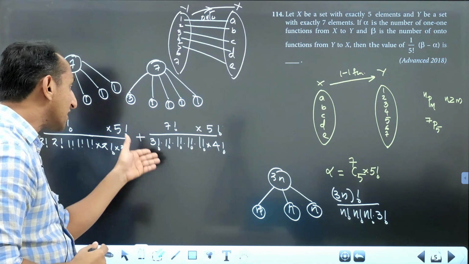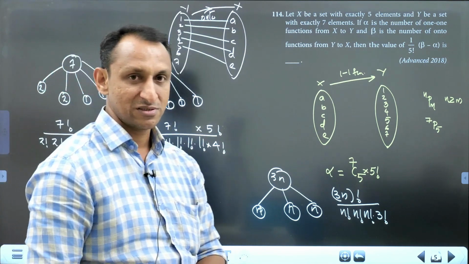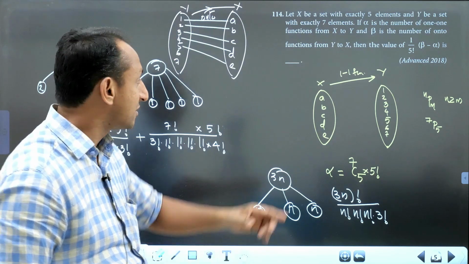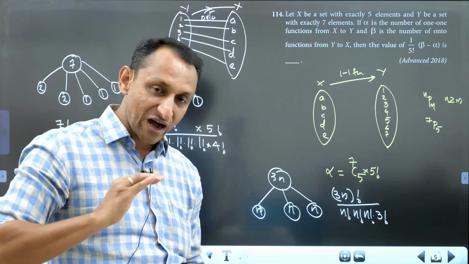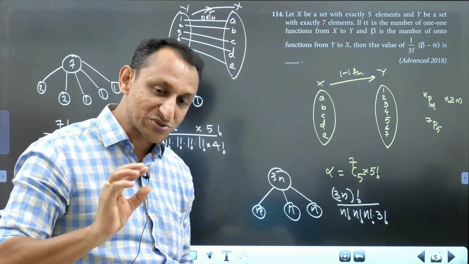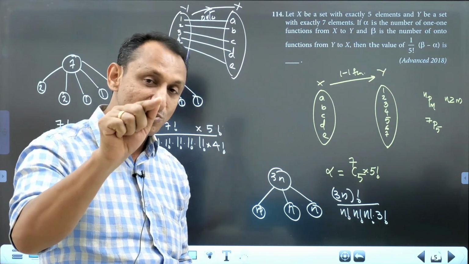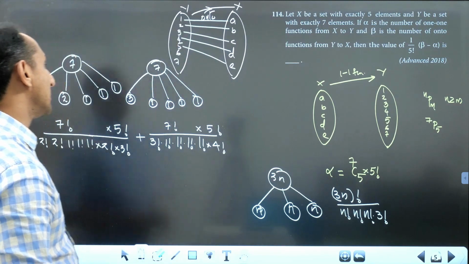After division, we distribute. Why write 5 factorial? Because the second set has 5 elements, and we allot these 5 groups to the 5 different elements in set X.